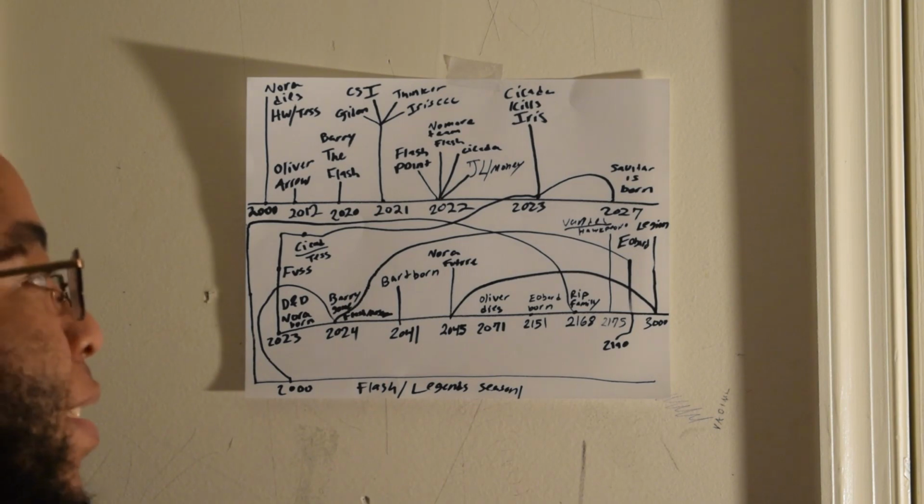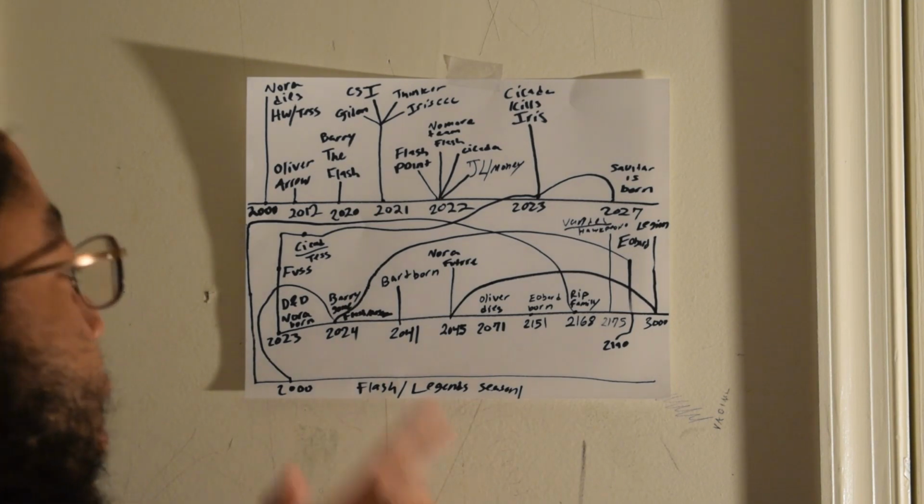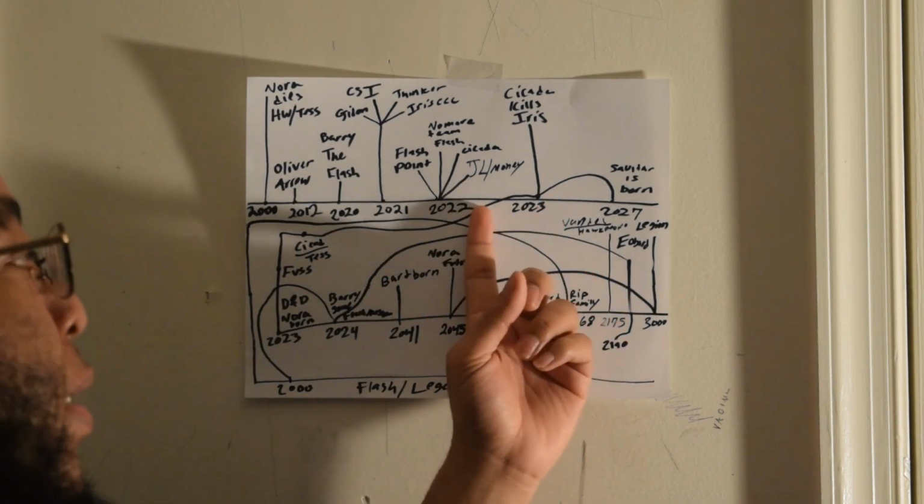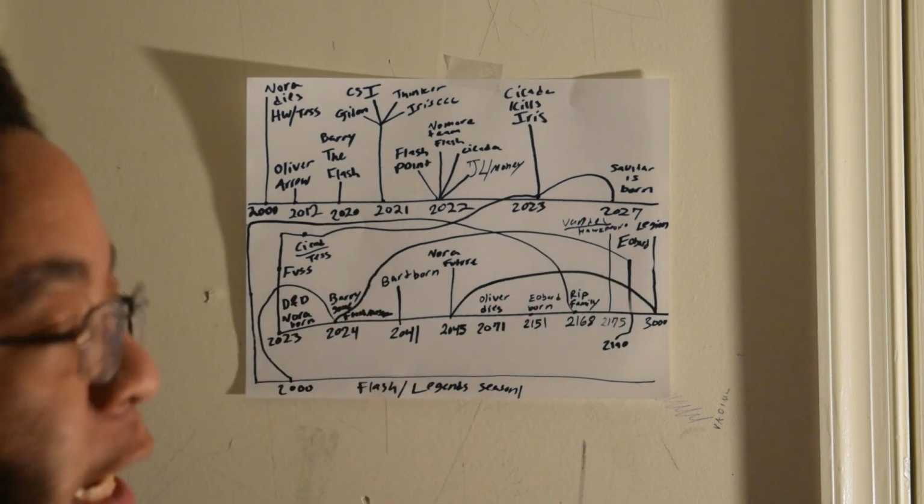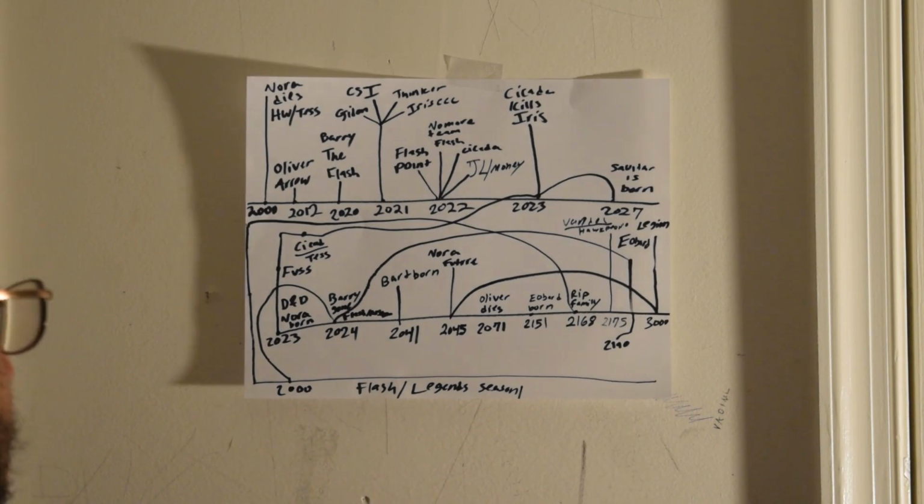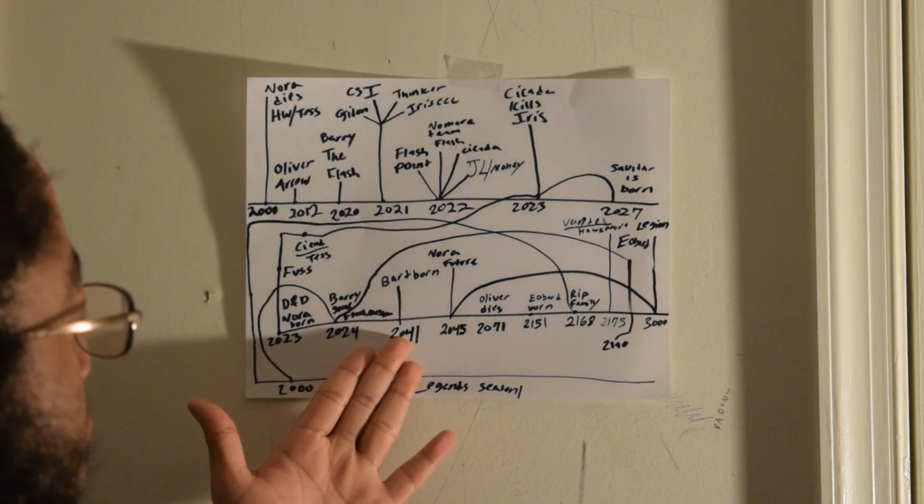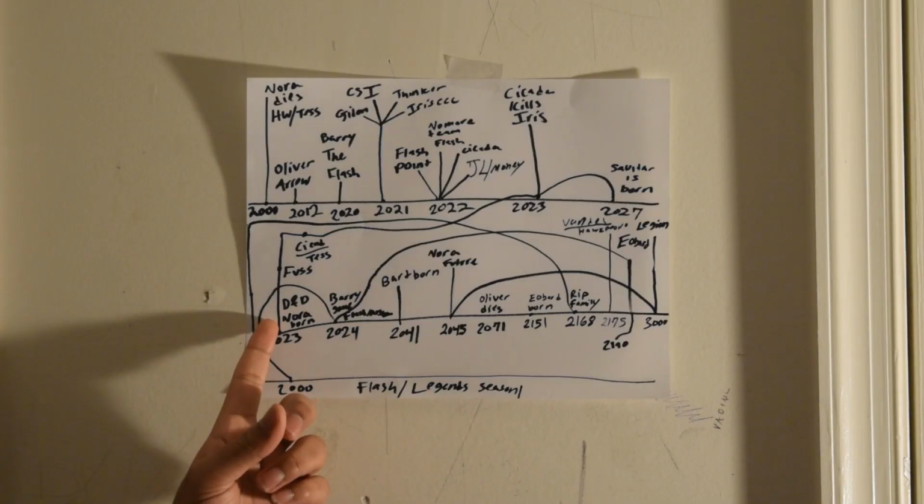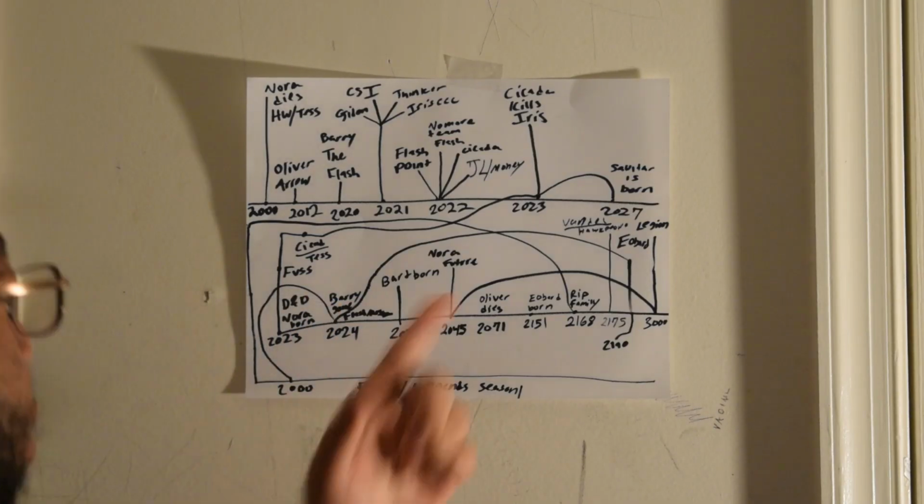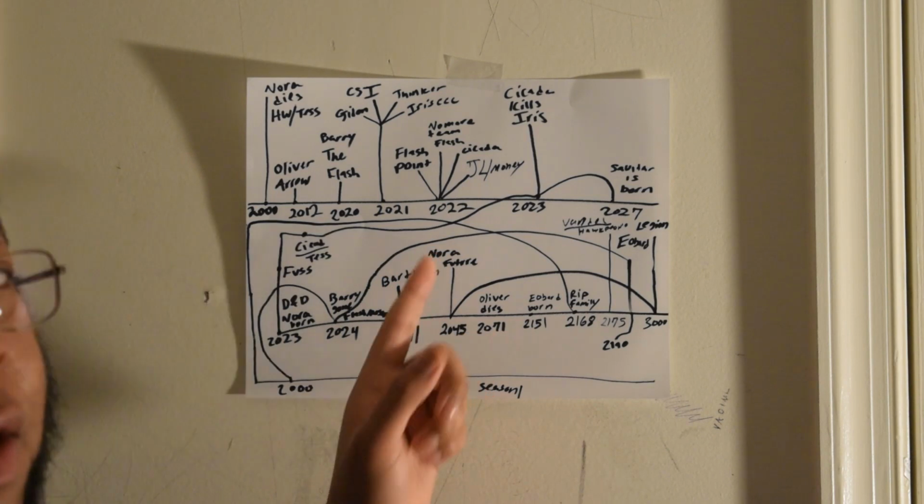2024, the Crisis on Infinite Earths happens. Yes, the Crisis on Infinite Earths did not happen in this timeline. So after Barry disappears, the Flash Museum was made a few months after the Flash disappeared. 2041, Bart Allen is born. I forgot which one he's born to, Dawn or Dawn of the Dead. It doesn't matter. 2045, Nora Allen goes to the future.